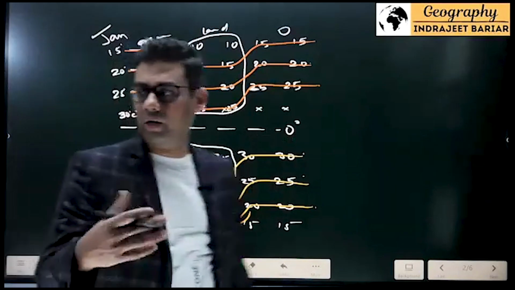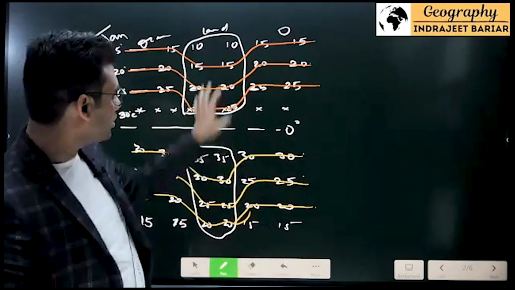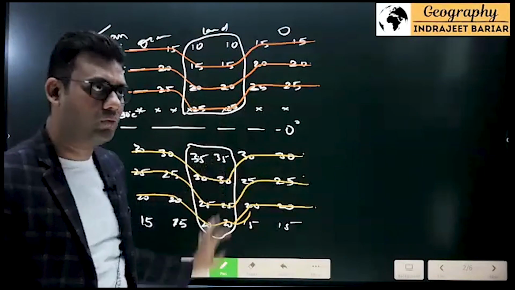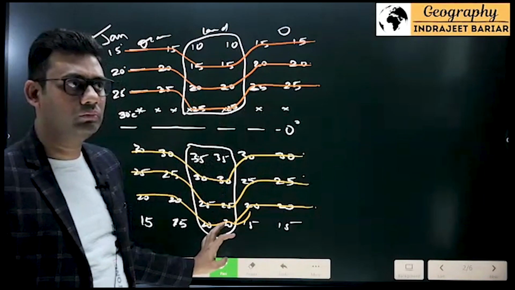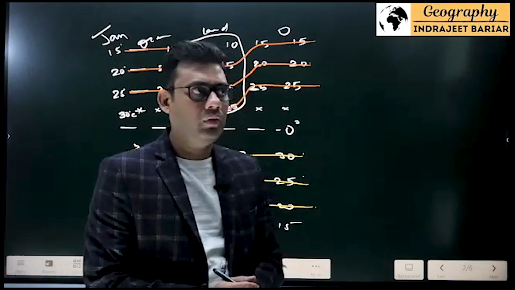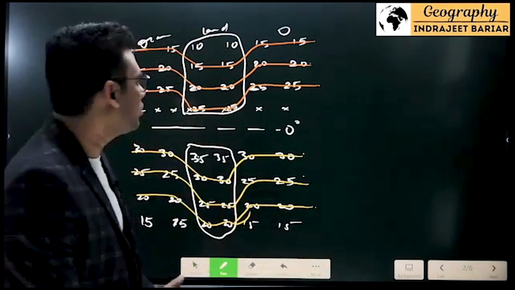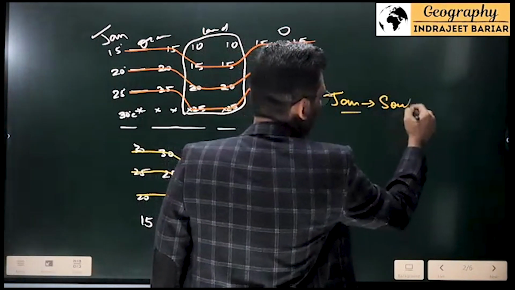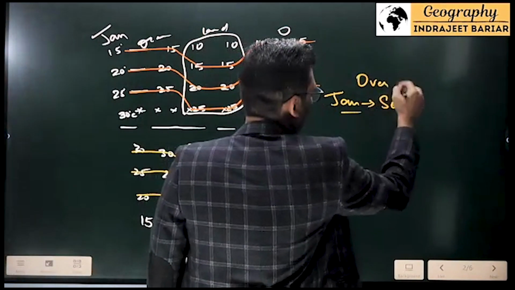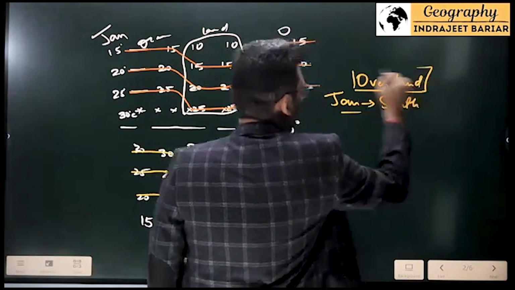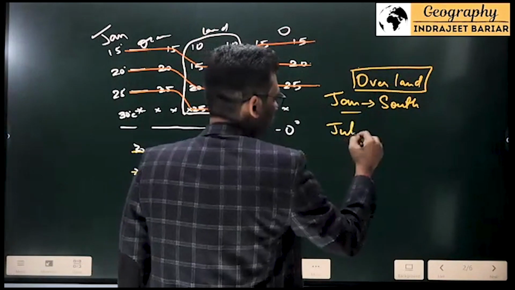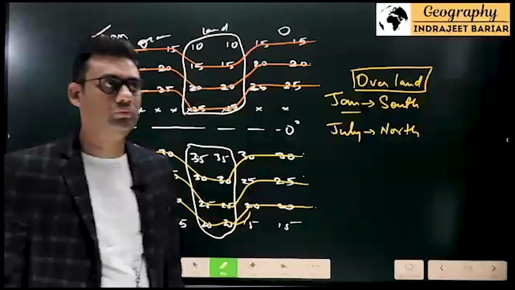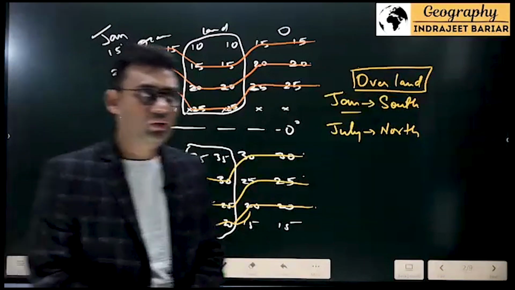So north south mein it is very pretty simple. In both the cases it is bending towards south. But this one I'll identify as bending towards equator, this one bending towards pole. Correct? Yes, everyone? So if you want to memorize, just memorize it as January, south bending, over land we are talking about. Over land, January, south, July, north. This is the bending aspect.